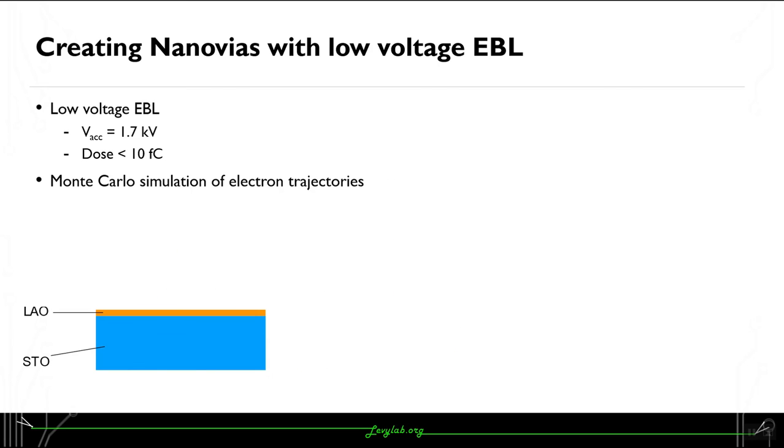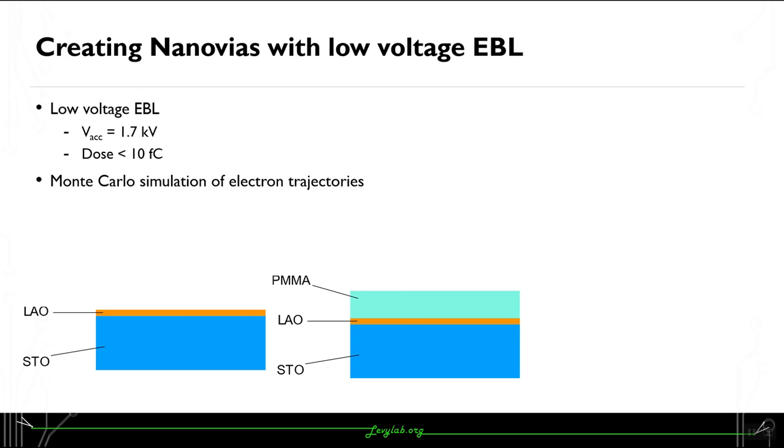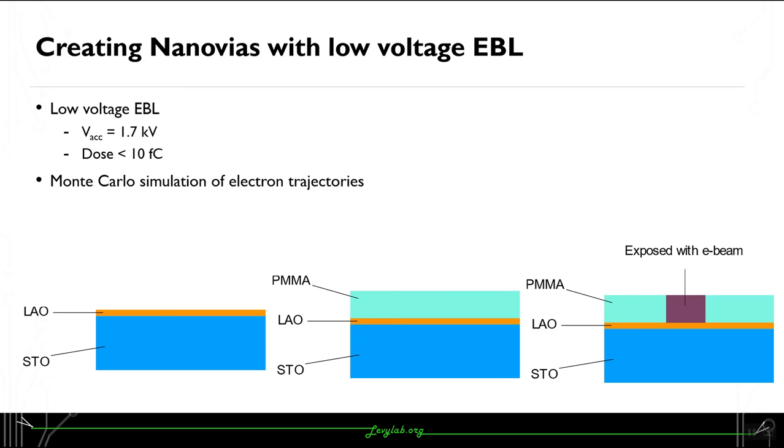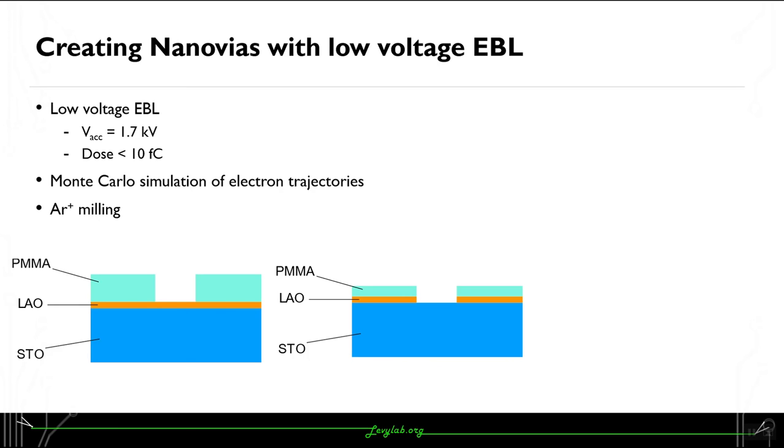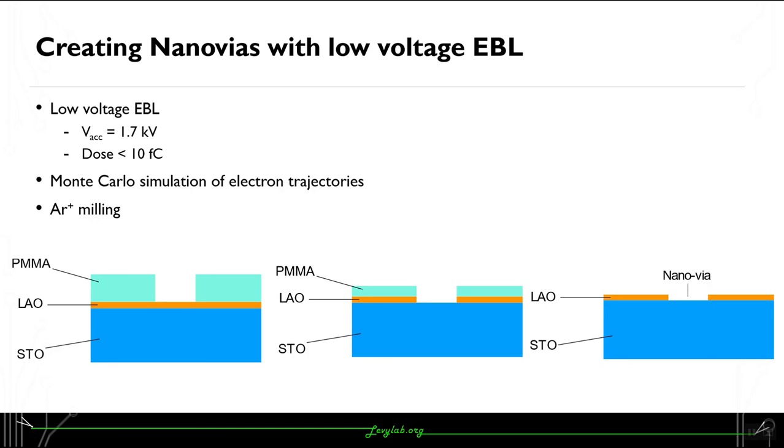So we start with a regular STO sample with a 1.2 nanometer lanthanum aluminate layer on top. Then we spin coat polymethyl methacrylate, or PMMA, as an e-beam resist layer. Next, we pattern the resist with our nanovias using a scanning electron microscope. Then we develop the PMMA to remove the exposed regions of the resist and to transfer the nanovia pattern from the PMMA layer to the lanthanum aluminate layer. We use argon ion milling, where the remaining PMMA acts as a mask to protect the LAO surface. And finally, we remove the PMMA layer with acetone.